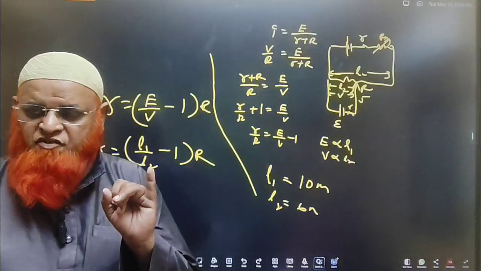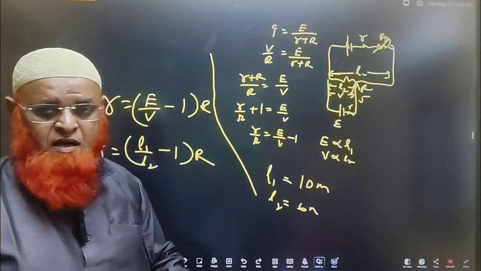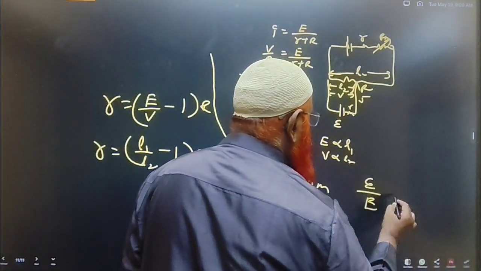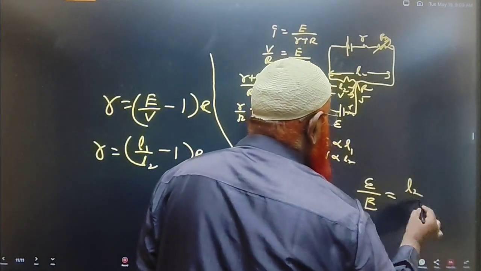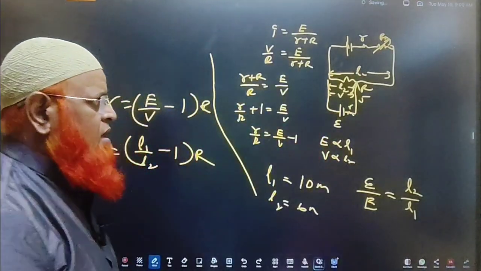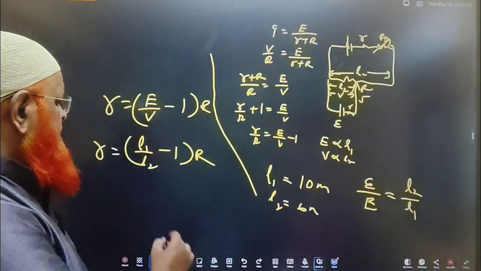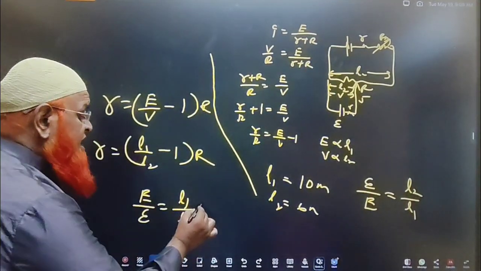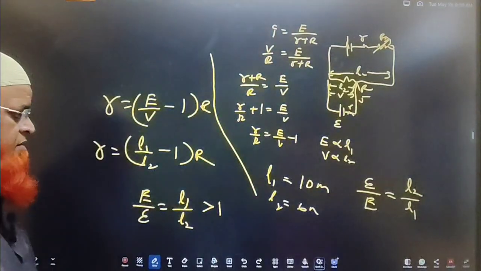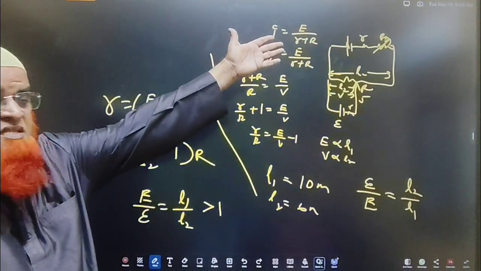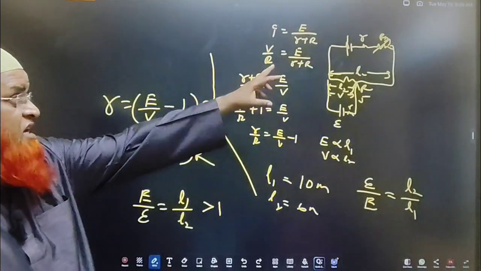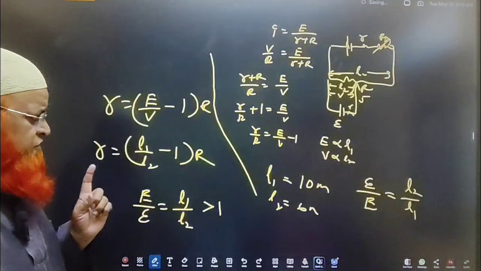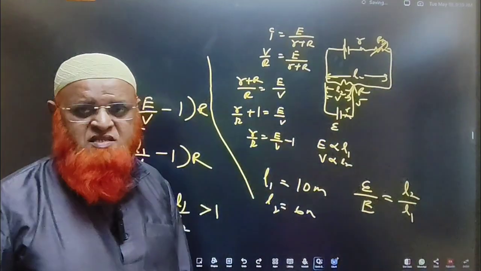The first application of the potentiometer is you can find out the EMF of a cell. How? Because smaller EMF by larger EMF is nothing but smaller length by larger length. Larger length is L1, smaller length is L2. You can write it like this also: capital E by small e is equal to L1 by L2. If L1 by L2 is greater than 1, what do you understand? That means external resistance is higher than the internal resistance. Hope you understand now. Is it clear? So the first thing is you can find out the EMF of a given cell.